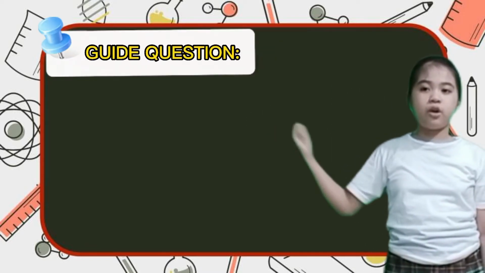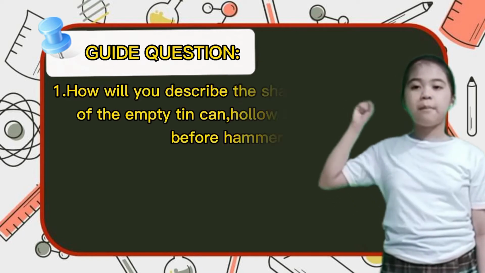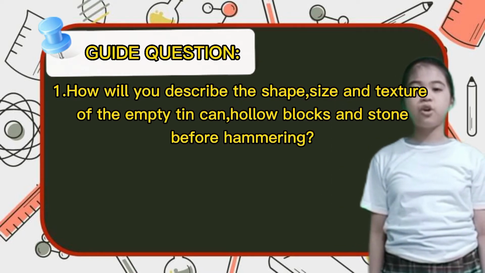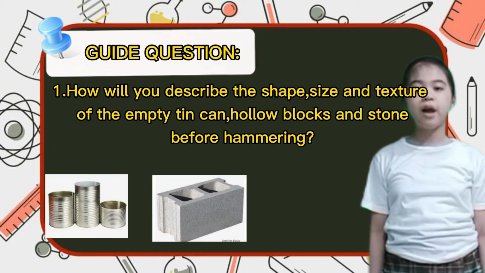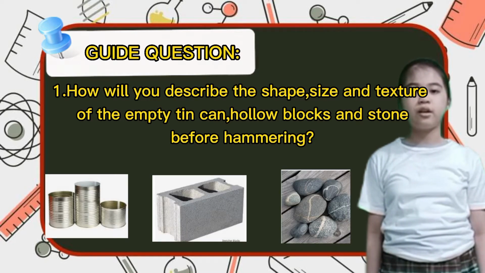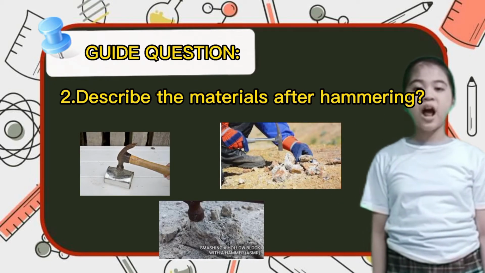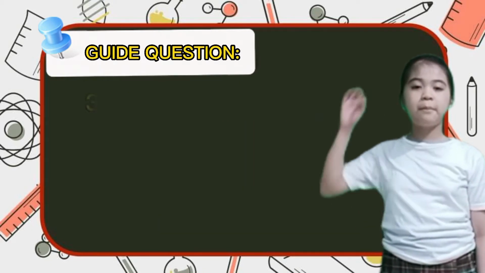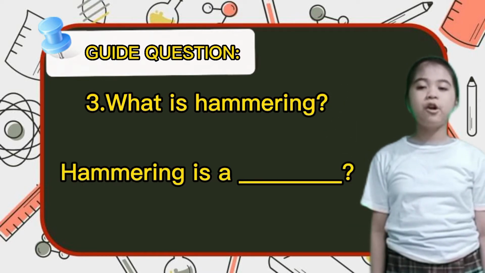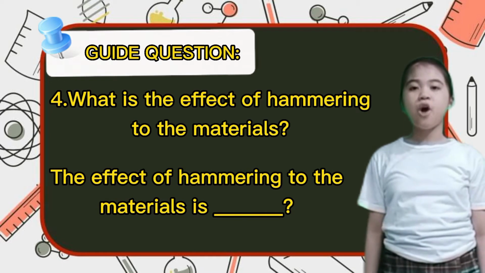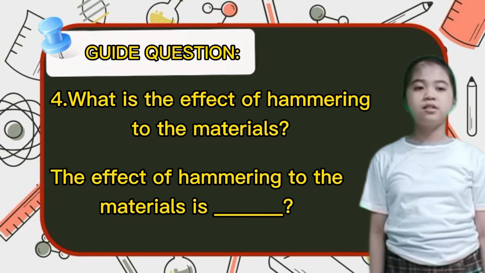Guide questions. Number 1. How will you describe the shape, size, and texture of the empty tin can, hollow blocks, and stone before hammering? Number 2. Describe the materials after hammering. Number 3. What is hammering? Number 4. What is the effect of hammering to the materials?